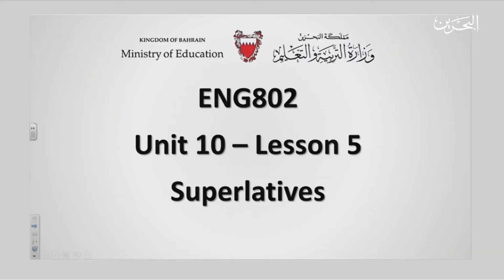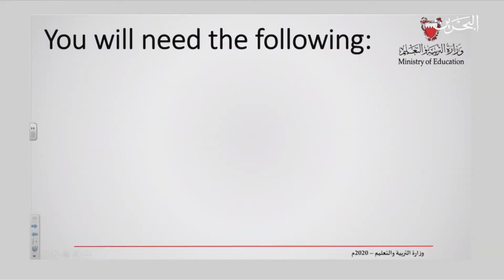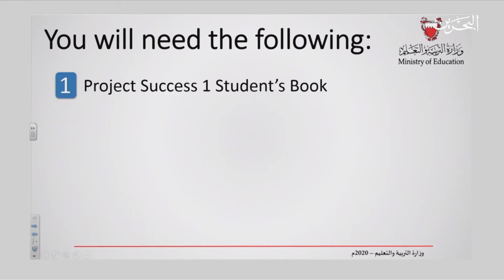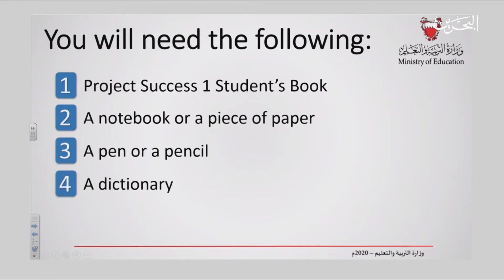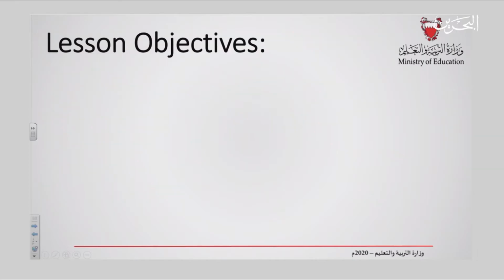In order for you to do the lesson well, you need the following. Number 1, Project Success 1, student's book. Number 2, a notebook or a piece of paper. Number 3, a pen or a pencil. And 4, a dictionary.